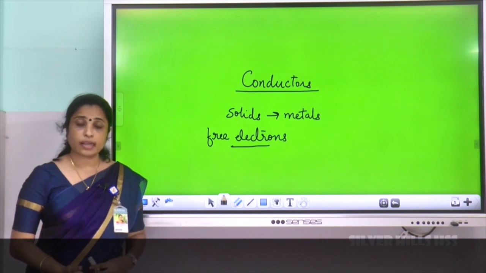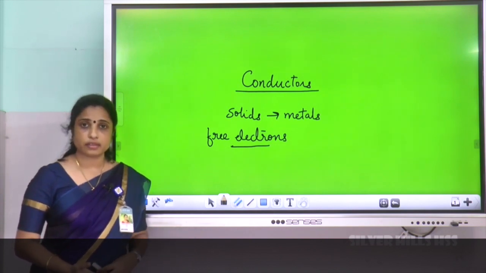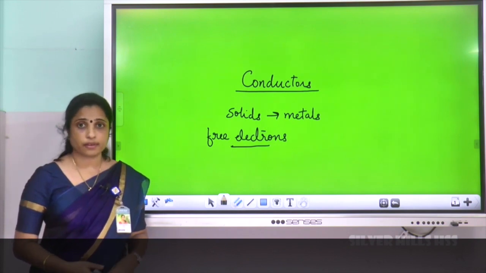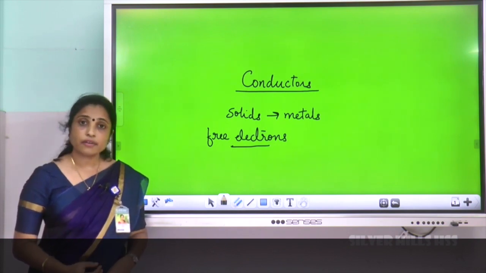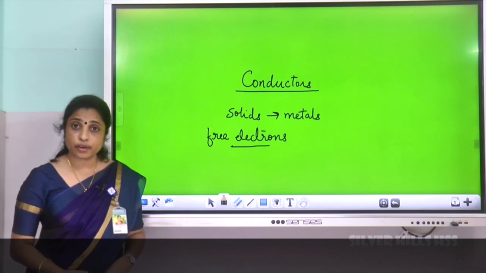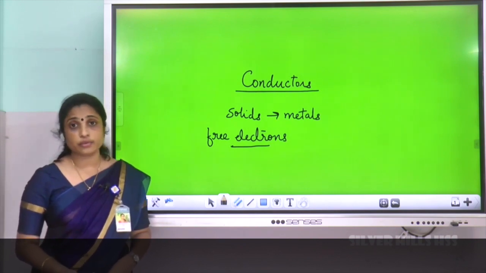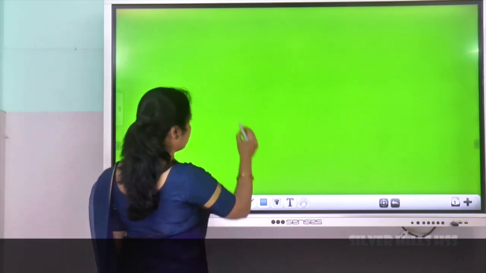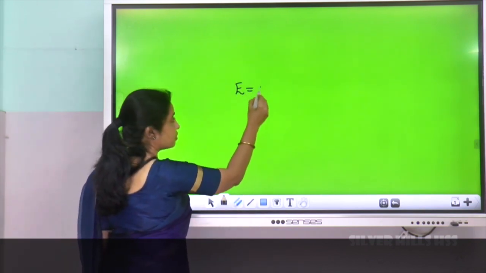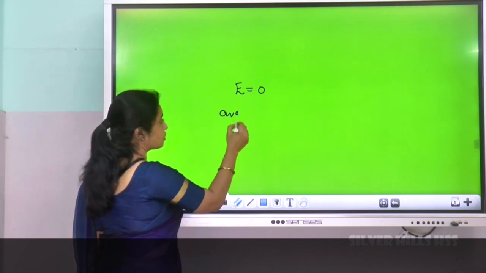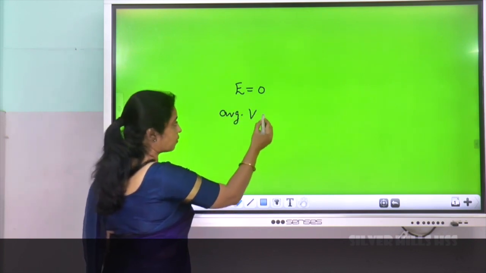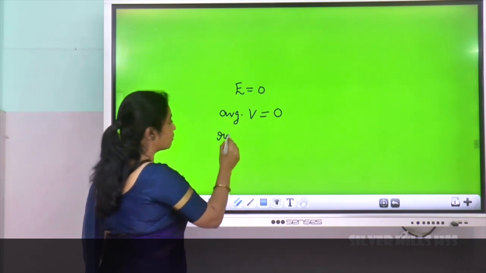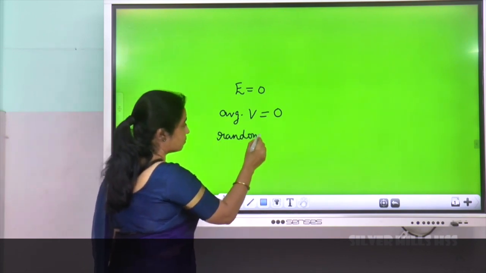For every electron moving in a particular direction, there is an electron in the opposite direction to cancel its effect. Thus, the average velocity of these free electrons is equal to 0. That is, when there is no electric field, that is when E is equal to 0, the average velocity of free electrons is equal to 0 because the electrons are in random motion.